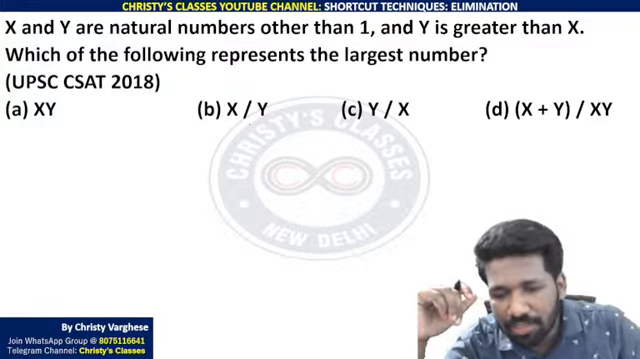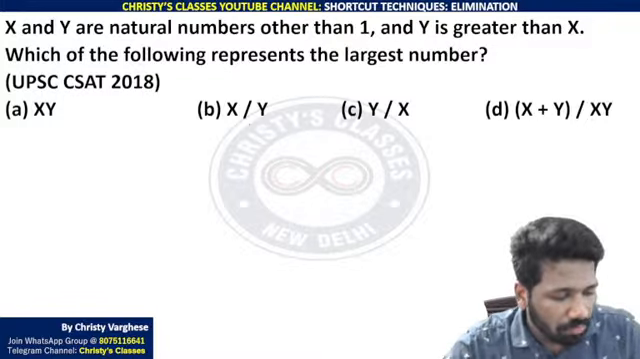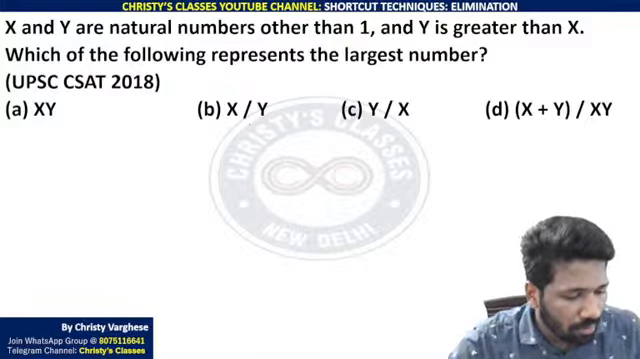X and Y are natural numbers other than 1. Y is greater than X. So here, tomorrow's topic, taking example.